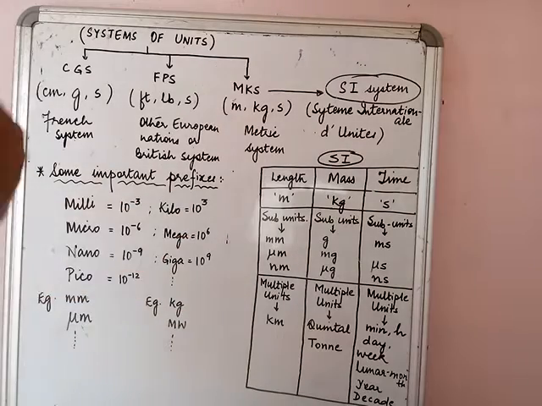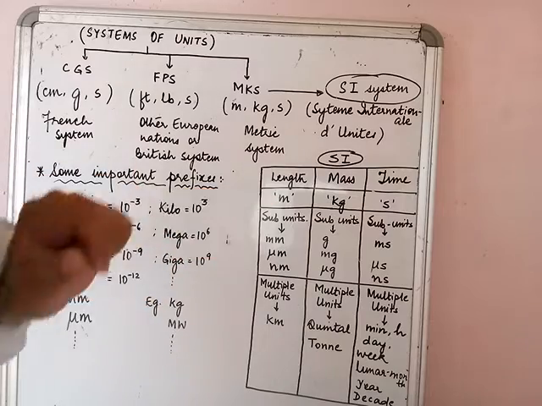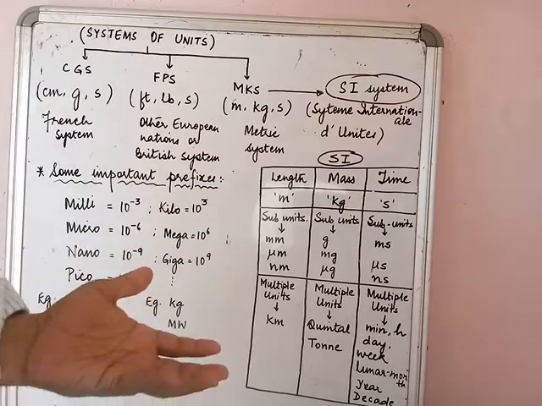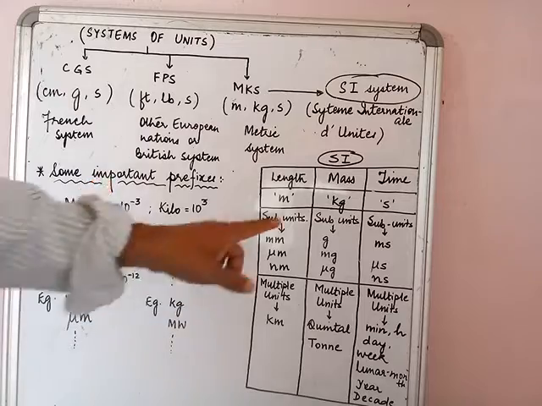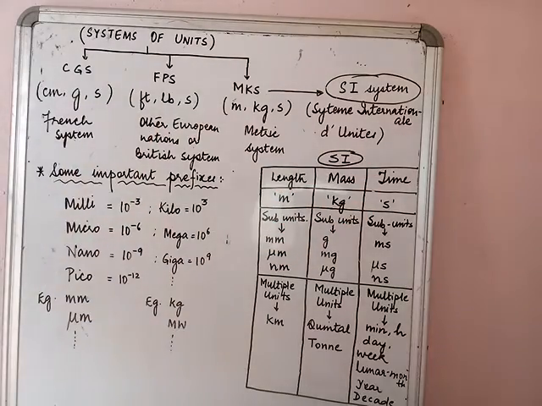So if somebody asks you what is the SI unit of length, you will say meters is the SI unit of length. Similarly, what is the SI unit of mass? Kg is the SI unit of mass, and seconds is the SI unit of time.